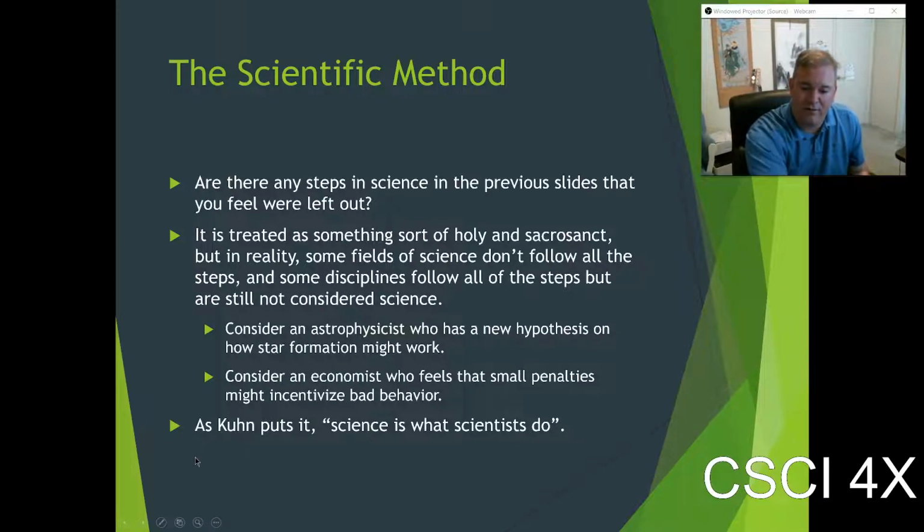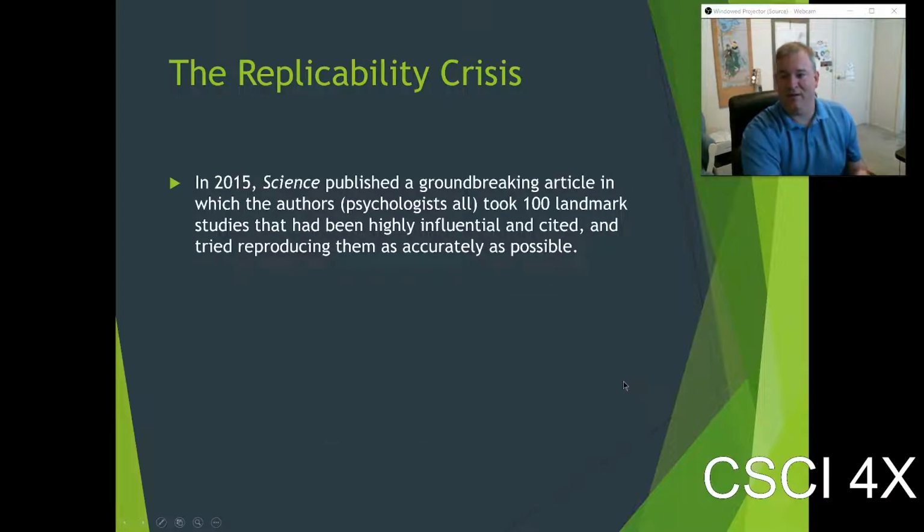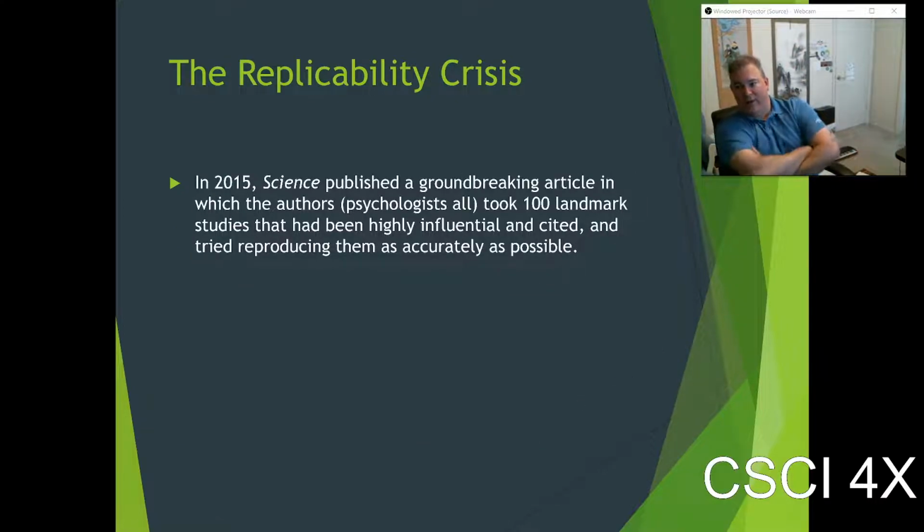And so there's a guy by the name of Kuhn who studies, he's one of the most famous philosophers of science, or was, I think he's dead now. And he said, science is what scientists do. So however the common practices in science, that's science. Okay. So there's a big issue going on right now in science, which is called the replicability crisis or the replication crisis. It's got some other names as well.